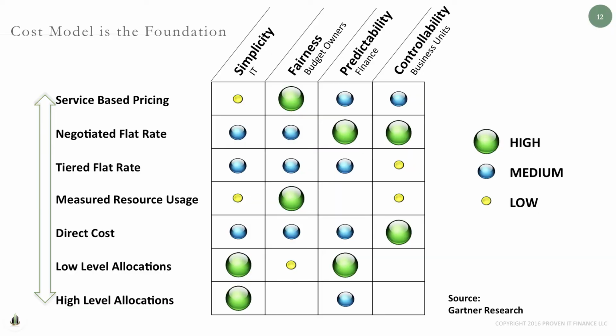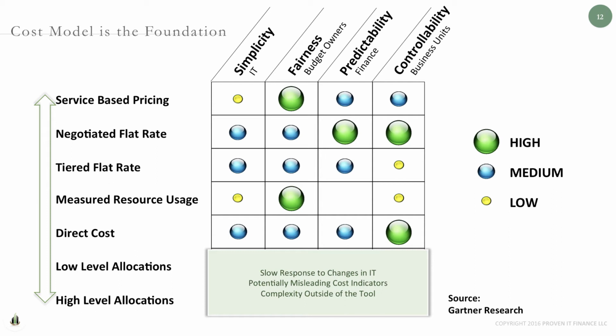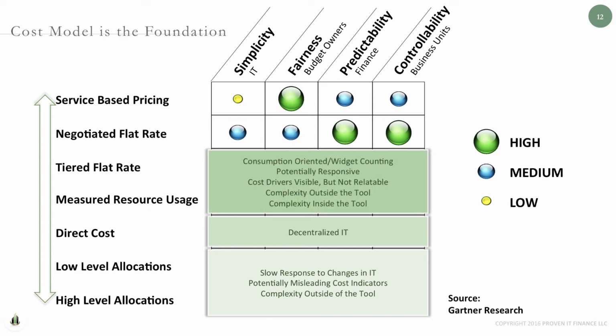Interesting chart. I'm not sure Gartner understands all the pieces and parts. Low-level, high-level allocation. Biggest problem: slow response to changes in IT, potentially misleading cost indicators, and the complexity to manage this is outside of a system, typically on spreadsheets. We already talked about the decentralization of IT with direct cost. Tiered flat rate and measured resource usage is widget-oriented. And the problem is in a widget-oriented conversation, I'm talking about the pieces and the parts.